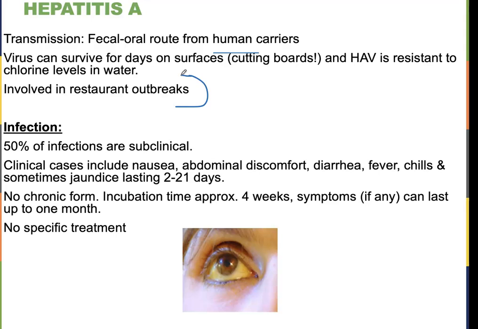So if we look at the infection, half of them, you don't even know you're infected with hepatitis A. You can have nausea, abdominal discomfort, diarrhea, all those same sort of things. Sometimes you can get jaundice, right? Sometimes it does affect people enough where the jaundice occurs for 2 to 21 days. The nice thing about hepatitis A is that there's no chronic form. So once you have it, it's a very acute, short illness, and then you're done.